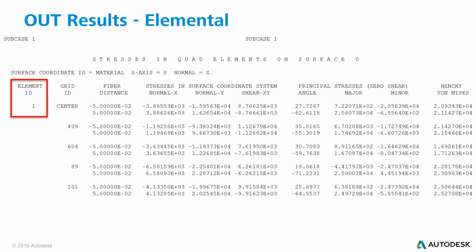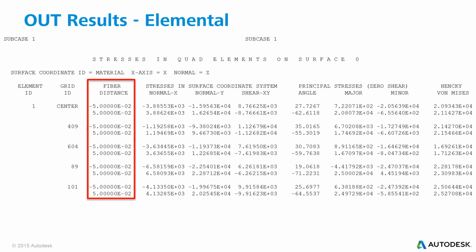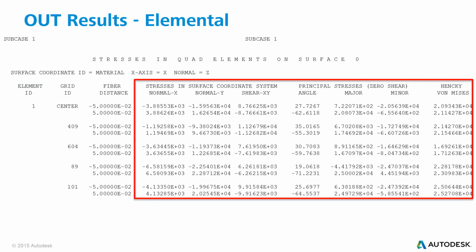Hex elements have 8 of these. Tet elements may have 10 nodes. So again, you can see you end up with a lot of printed output pretty fast. But again, disks are cheap, it's just hard to look through. The grid IDs, the fiber distance, and then all the results. And so all the elements will have something like that.